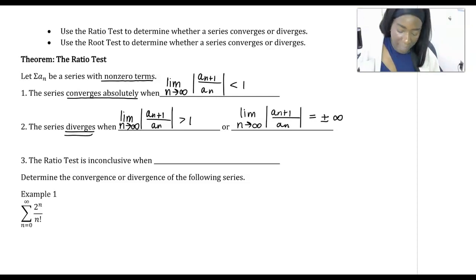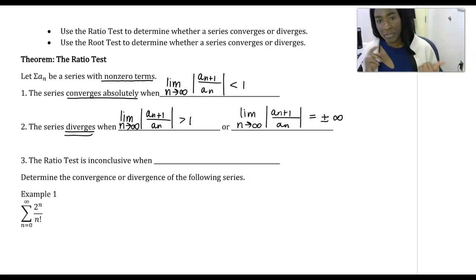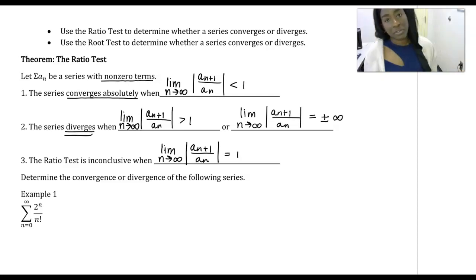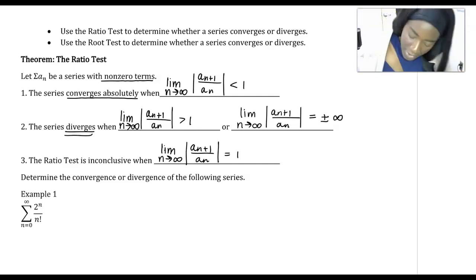your series would diverge. So we talked about what happens if your limit is less than 1, then it converges. If your limit is greater than 1, it diverges. If your limit is positive or negative infinity, the series diverges as well. But if this limit comes out to be equal to 1, then the ratio test does not tell us anything. It's inconclusive, and we would need to use another test in order to determine the convergence or divergence of our series.